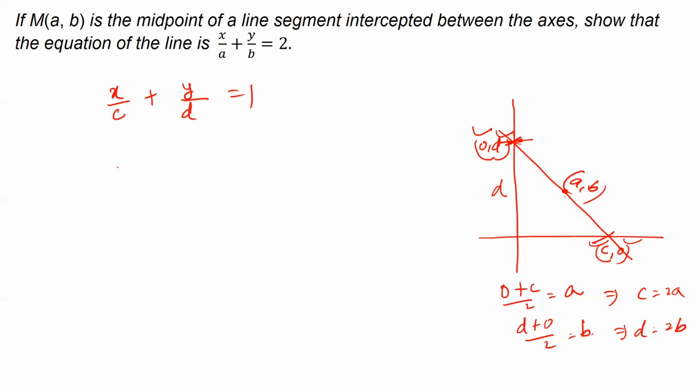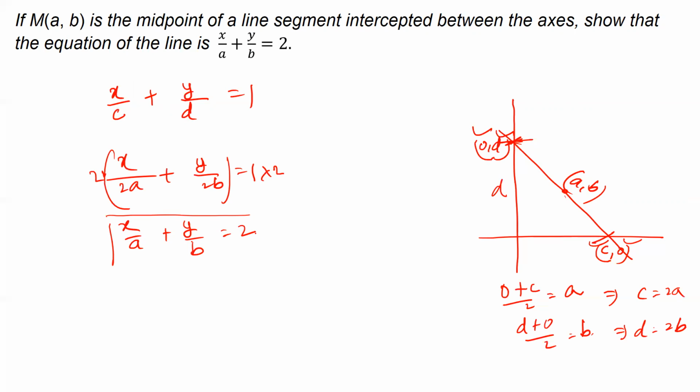You put these values over here. So x divided by 2a plus y divided by 2b is equal to 1. Now you multiply this equation on both sides by 2. So what you get is x by a plus y by b is equal to 2 as your answer, and this is what was required to be proved. Okay, it wasn't that difficult.